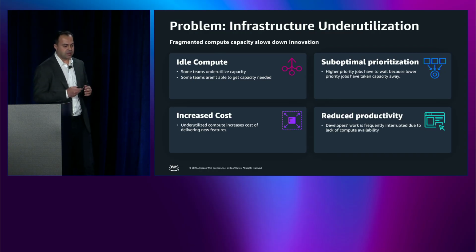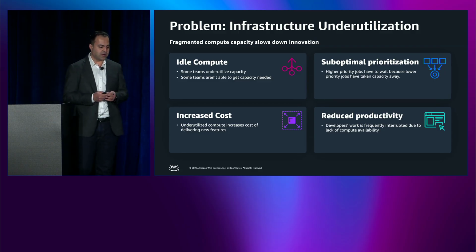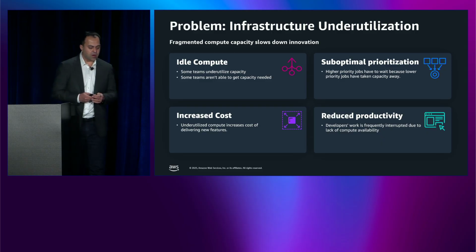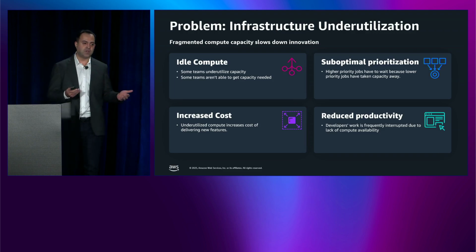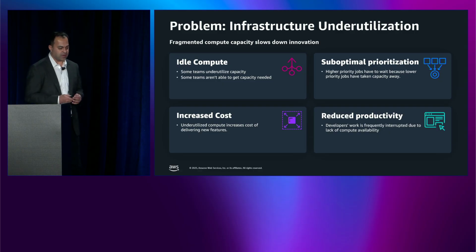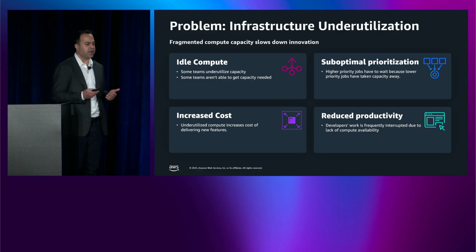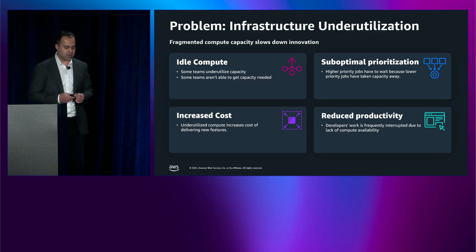Now let's talk about another problem or challenge we face during pre-training, which is infrastructure underutilization. Idle compute happens to be a key challenge here, because if the way your jobs are running is not utilizing your infrastructure fully, then it leads to compute being wasted, and that leads to cost overruns. It also leads to suboptimal prioritization, because if you have high priority jobs waiting in the queue because your low priority jobs are running, then obviously you're not working on the most important things.